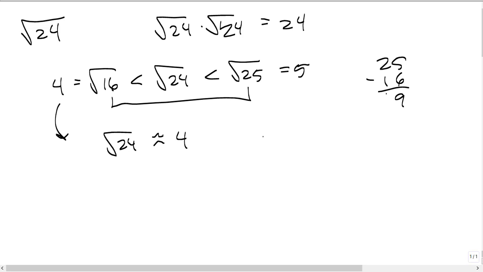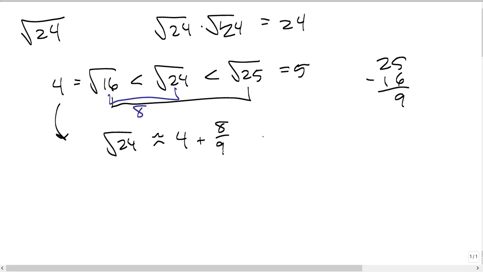And how many ninths do we go over? Well, from 16 to 24 is 8. So it's approximately 4 plus 8 ninths. Almost all the way up to 5, but not quite. 4 and 8 ninths. Now, we could also use a calculator.